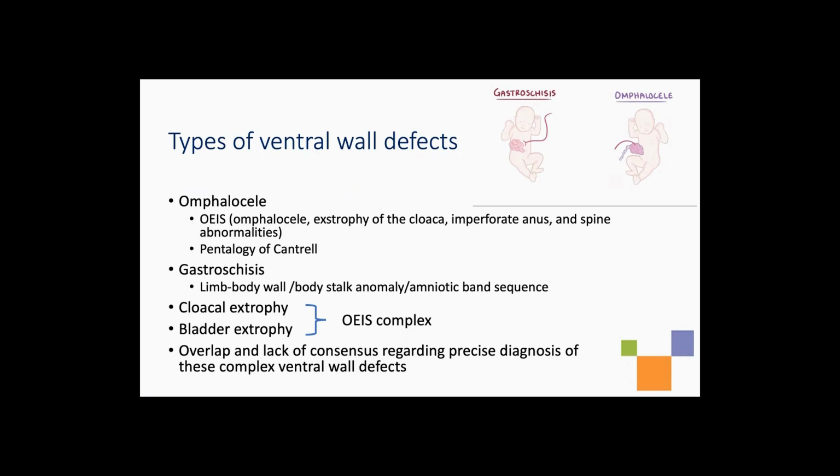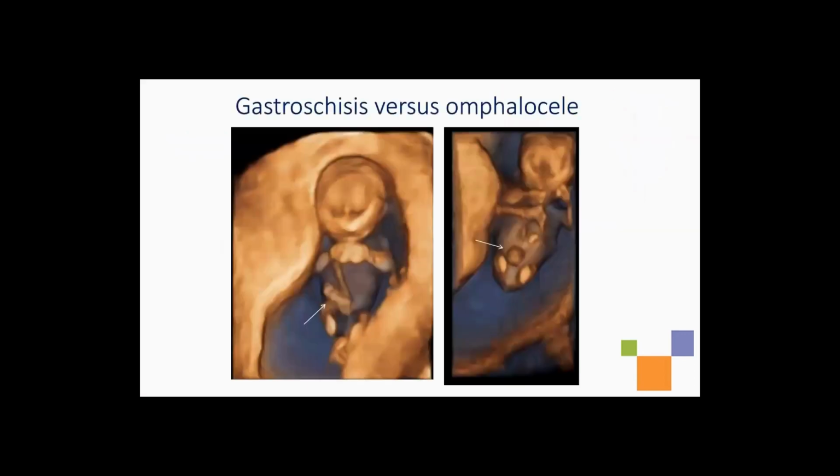Amniotic band sequence can also result in disruption of the ventral wall as well, although I'm not really going to talk about amniotic band sequence in this talk. Cloacal and bladder exstrophy are also ventral wall defects that can be seen as part of the OEIS spectrum. And again, there is significant overlap of these complex disorders, and I'll talk about those more later. There's somewhat of a lack of consensus regarding precise diagnosis of this category of defects and how they overlap or differ from each other. But again, I'll talk about that a bit more later.